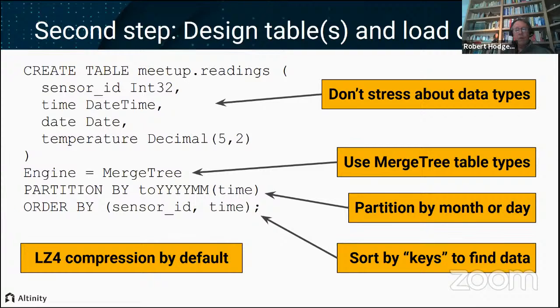You have to provide an ordering, and I'll show you how this works in a second. You just pick something reasonable. In this case, it's a table of sensors, and so I'm just ordering them by the sensor ID and time. And then finally, compression is really important in data warehouses, but you don't need to worry about it when you're starting out. We'll talk about how to optimize that shortly.